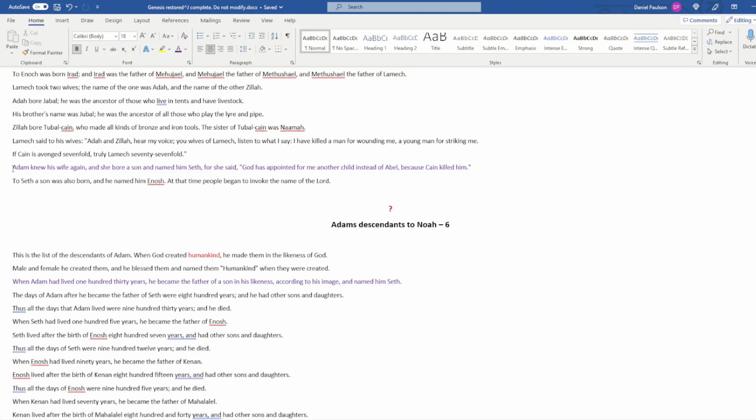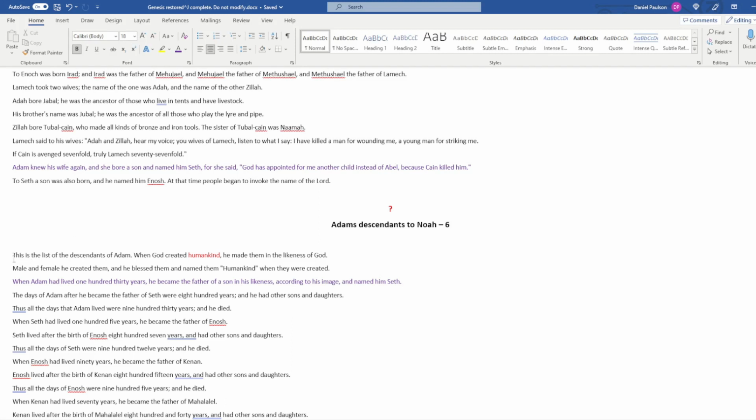Right down here, this line says, Adam knew his wife again, and she bore a son and named him Seth. For she said, God has appointed for me another child instead of Abel, because Cain killed him. To Seth a son was also born, and he named him Enosh. At that time, people began to invoke the name of the Lord. To me, it sounds like it ends right there.